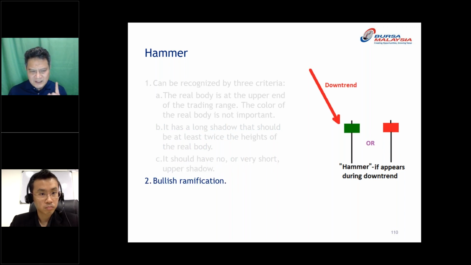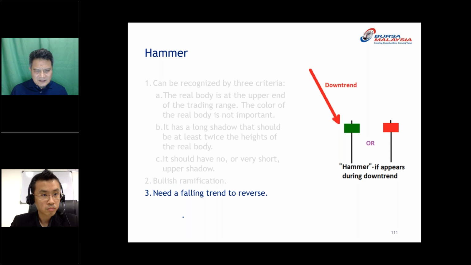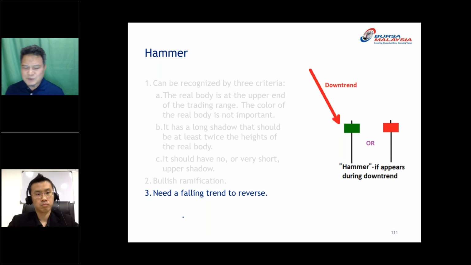It is a bullish formation. Three, you need a falling trend to reverse. Okay, this is very important. Number 3 is very, very important. You need a falling trend to reverse, which means that when the market is falling or in a downtrend and suddenly a hammer appears, then we know that the market is going to reverse.